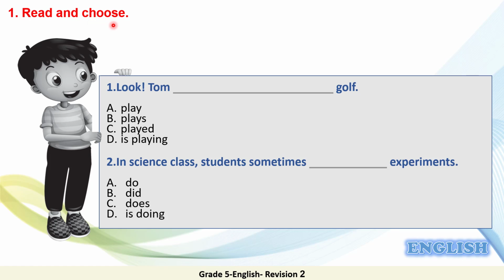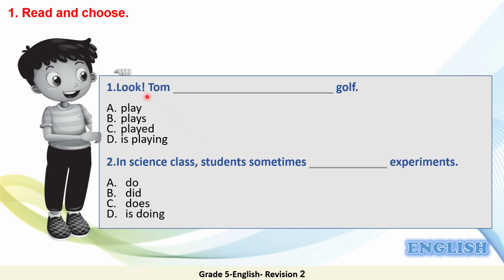Read and choose. Here you need to choose the correct answer that fits in the gap. Look, Tom blank golf. Play, plays, played, is playing. What do you think, my friends? Remember when I told you we need to memorize the time expressions or the keywords for each tense? Here is why I said that.